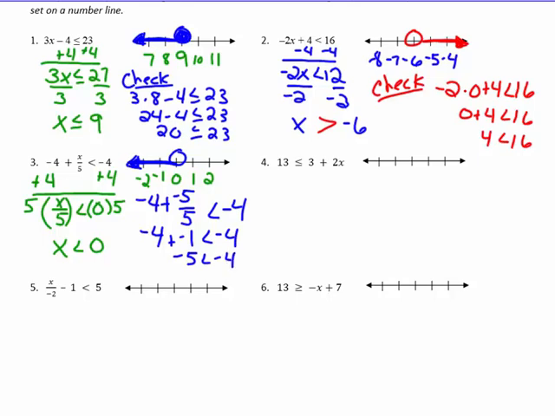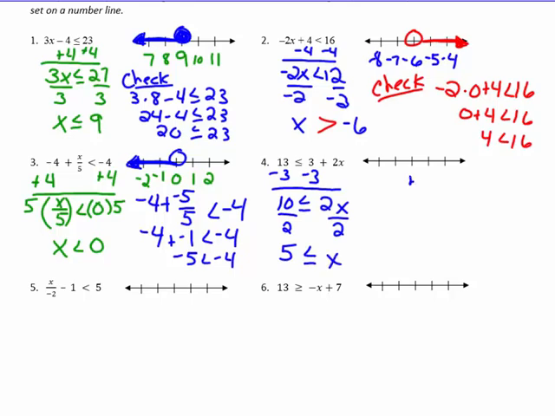For number 4, we have to cancel, so even though it's on the other side, I still know what I'm supposed to do. I have to cancel the 3, it's a positive, so I'm going to subtract. So that gives me 10 is less than or equal to 2x. Divide both sides by 2, so 5 is less than or equal to x.